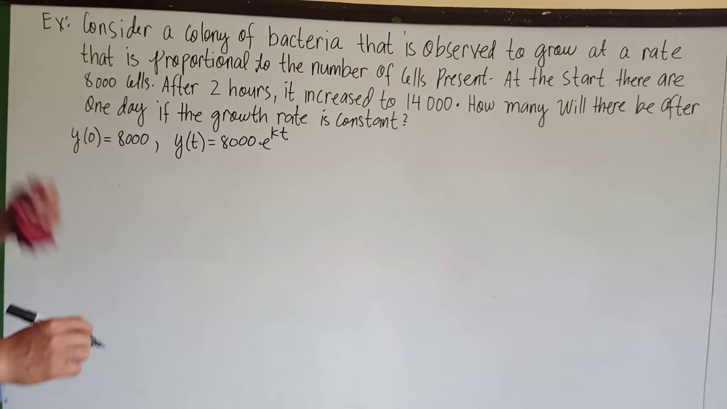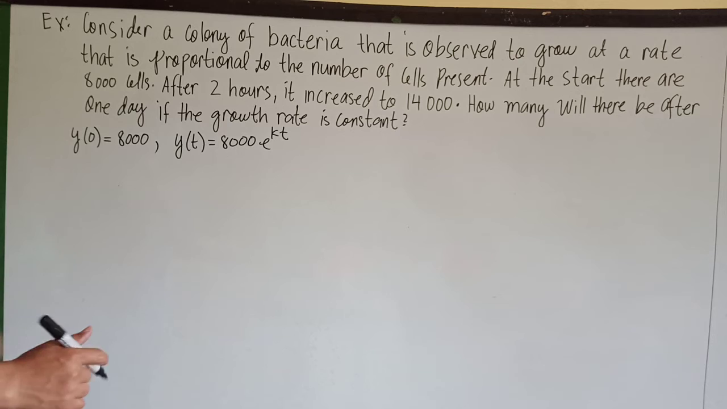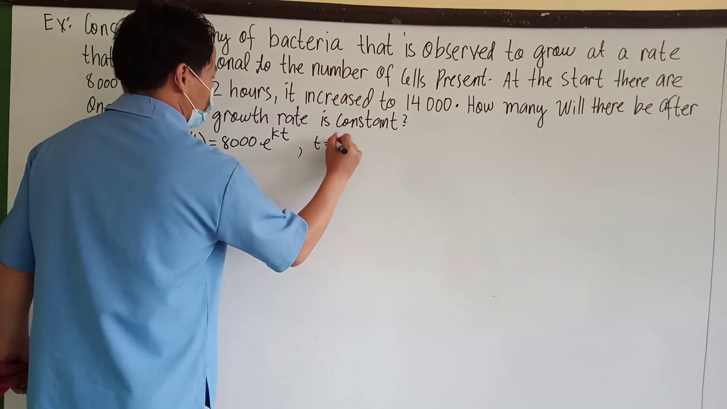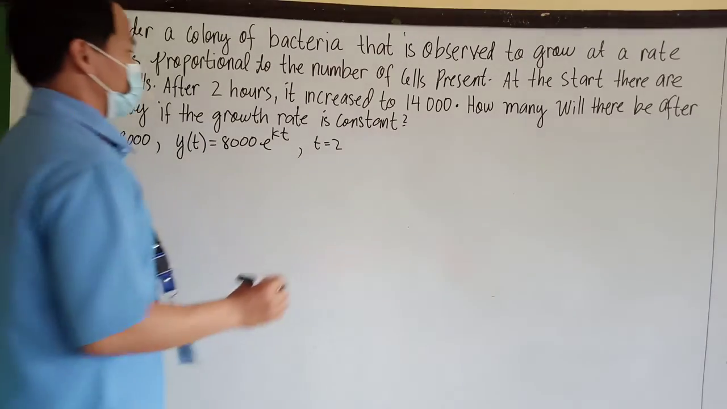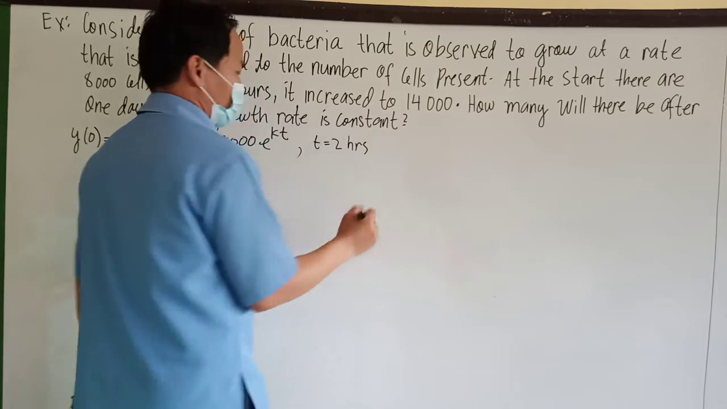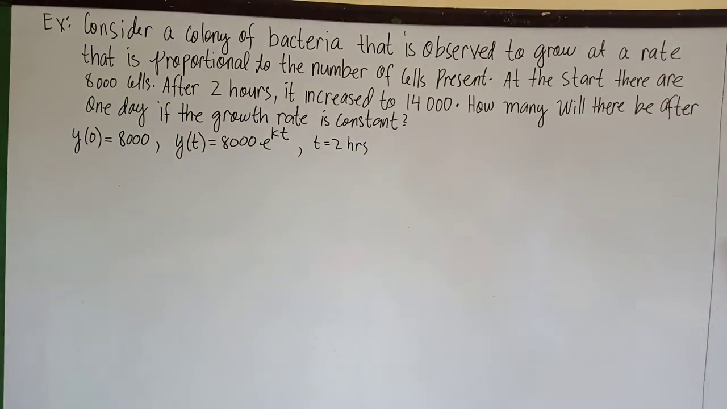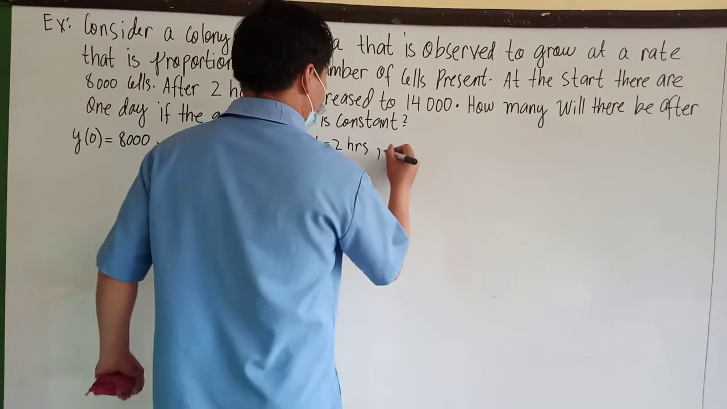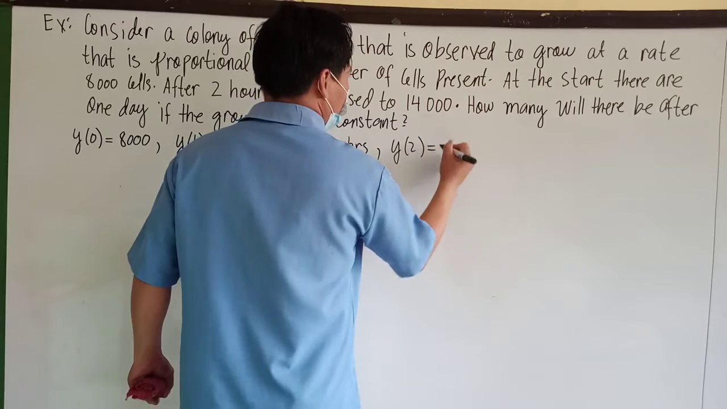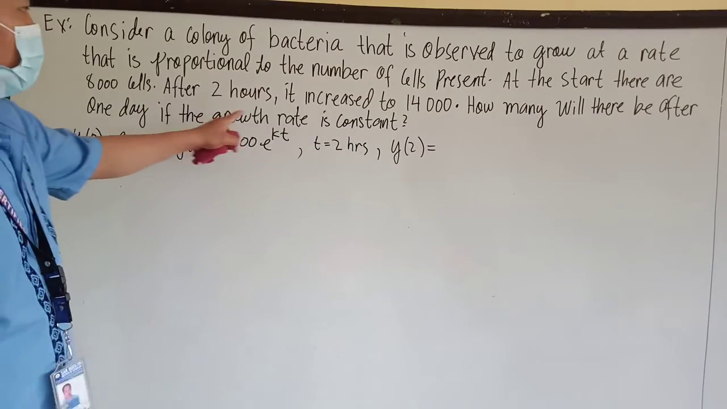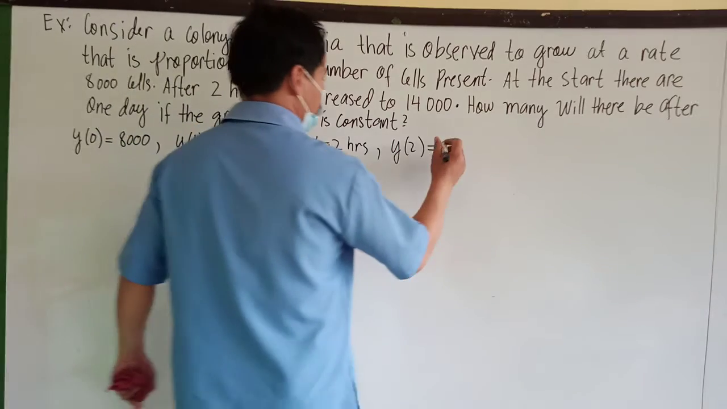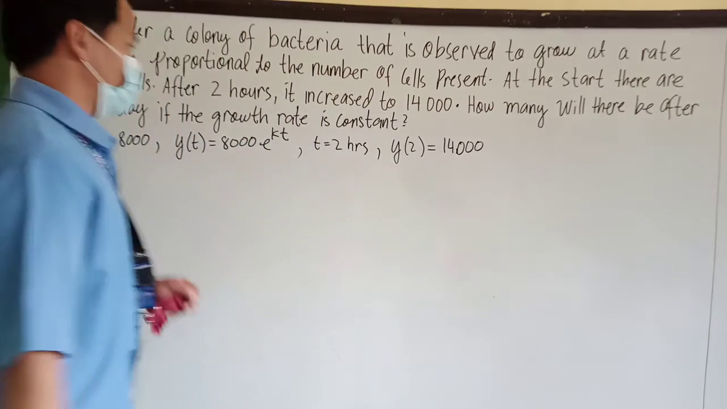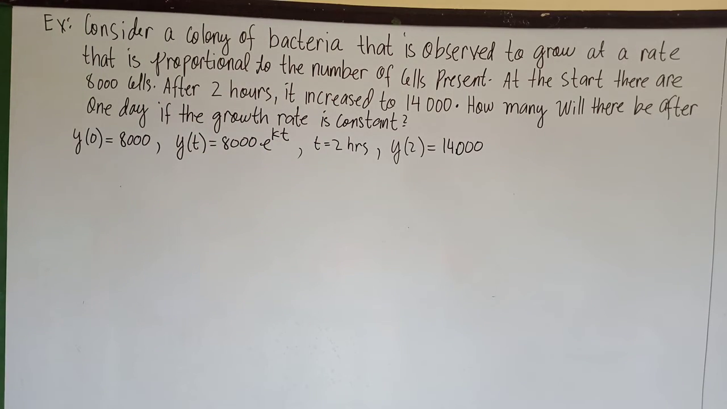Another one, we are also given that y of 2, when t is equal to 2, meaning after 2 hours, y of 2 is equal to 14,000. When t is equal to 2 hours, it increased to 14,000 cells. So 14,000 now.